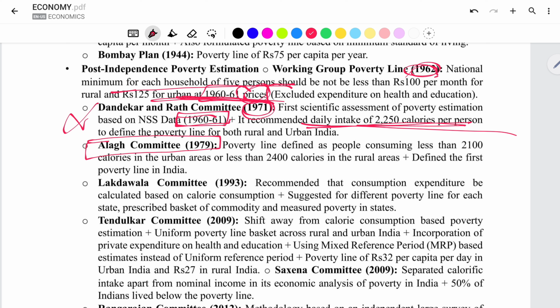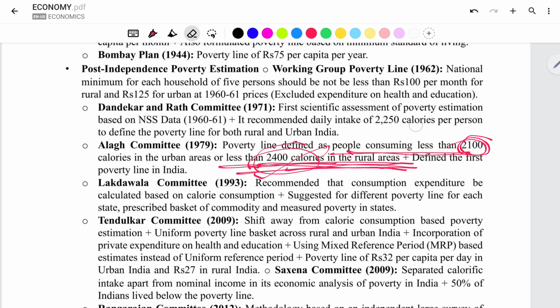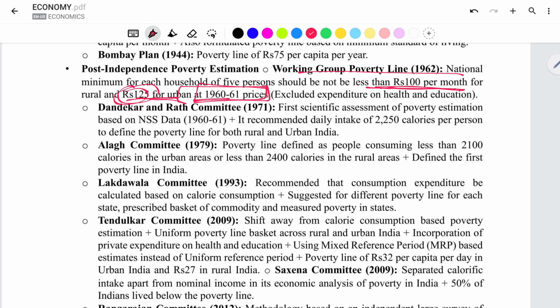So when Alag is telling that no, we need separate for rural and urban, because rural people consume more, they need more calories for working in the primary sector, and urban people require fewer calories, is what was estimated by the Alag committee in 1979, right? Why is the base year of Dandekar and Rath 1960-61? Because they are just focusing on calories and not the prices. As in the case of the working group poverty line, they focused on 100 rupees per household in rural and 125 for the urban. Prices are required because they are speaking about money. But here 1960-61, this is the first scientific assessment of poverty estimation. The first scientific assessment is Dandekar and Rath in 1971.